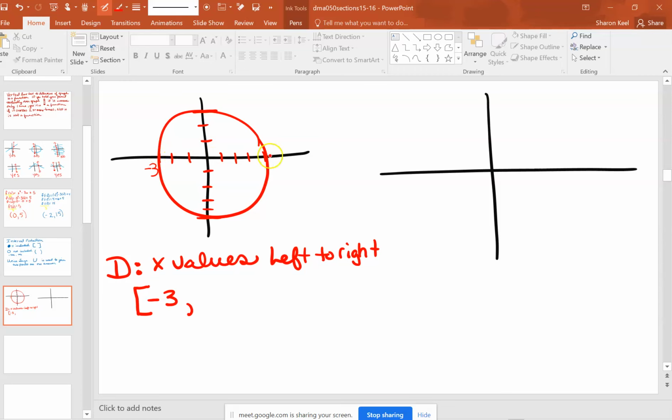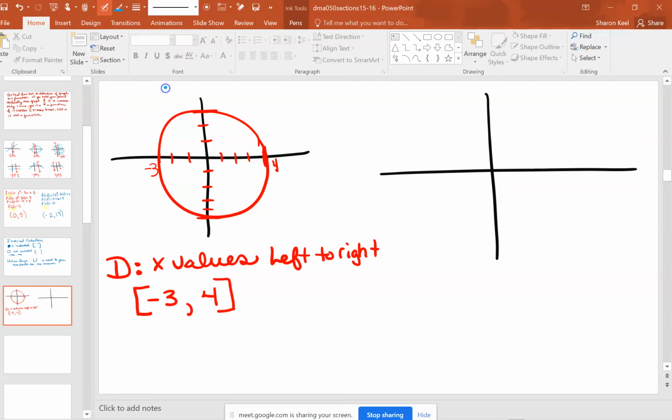Then I'm going to go to the right. 1, 2, 3, 4. The furthest point to the right is at a +4. It includes it, so I would use a square bracket. That would be my domain.